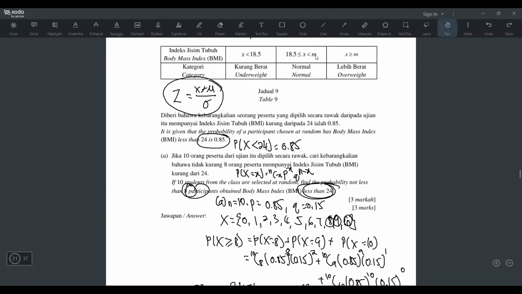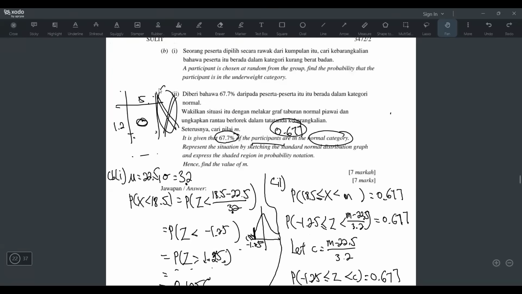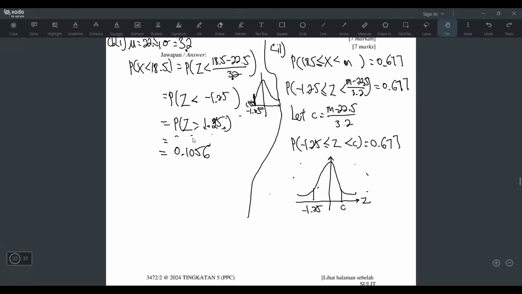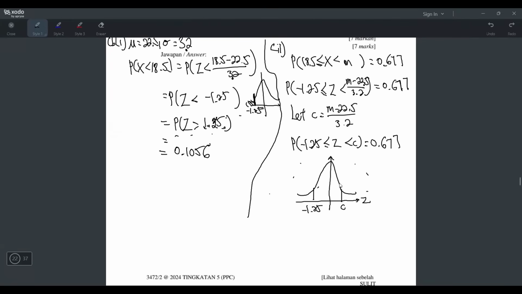Wait, does it make sense? Your M, okay, it can be smaller also, right? It can be like 20 also possible. We never know, right? Okay, but it's okay. Let's just assume it's positive. And then the shaded region, the 0.677, will be like this area right here. Oh, the C must be positive, guys. Because if the C is negative, then it doesn't make sense already. Because if the C is negative, then the area cannot be more than 0.5.